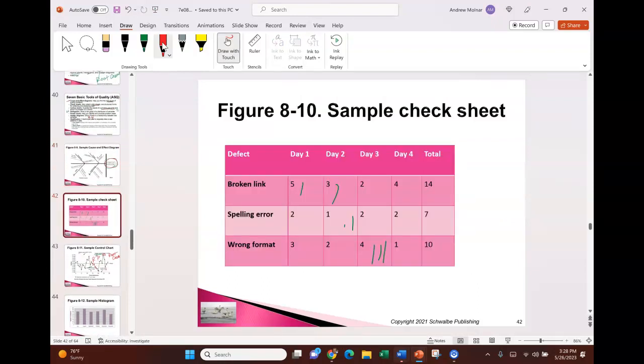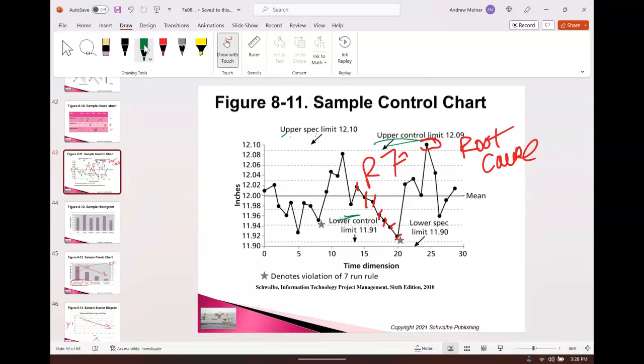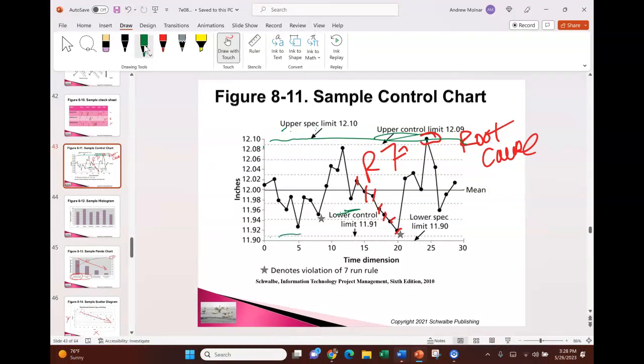Here's a simple check sheet. And so you might see, one time it was a broken link on this day, and once on this day, and 3 times on this day. Spelling error only happened on this day, and 3 times on this day. Wrong format happened twice here, once here, 3 times here, and you're just tallying up the total, maybe doing some division to get the analysis that you're looking for. Now, this is a control chart. And a control chart, I want to note, has an upper control limit. You can see that here, and it has a lower control limit.